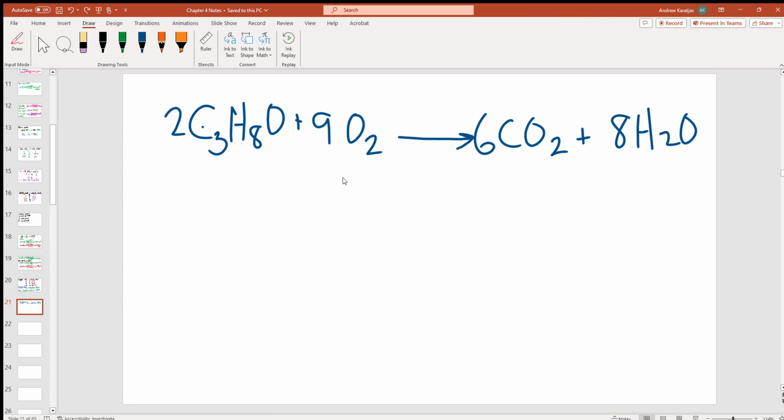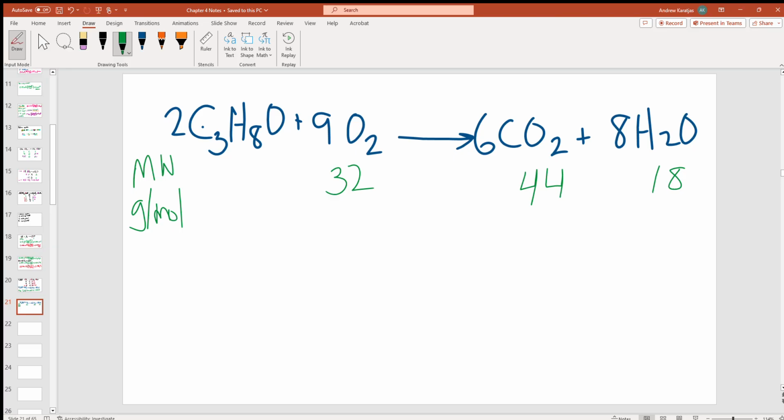Now sometimes, and I'm going to do this here just to make our lives easier, I'm going to calculate the molecular weights for everything, just so we have them ready. And these are all, of course, in grams per mole. So now we can go ahead and run our calculations that we said we needed to.